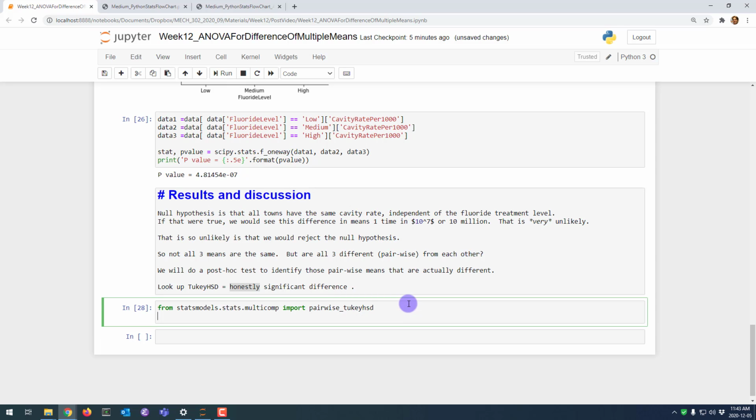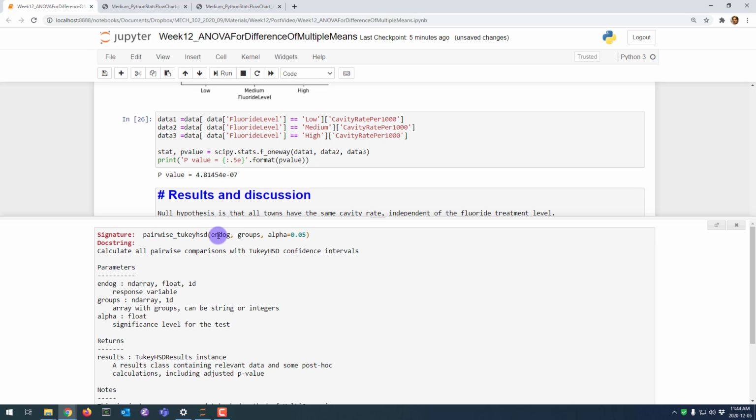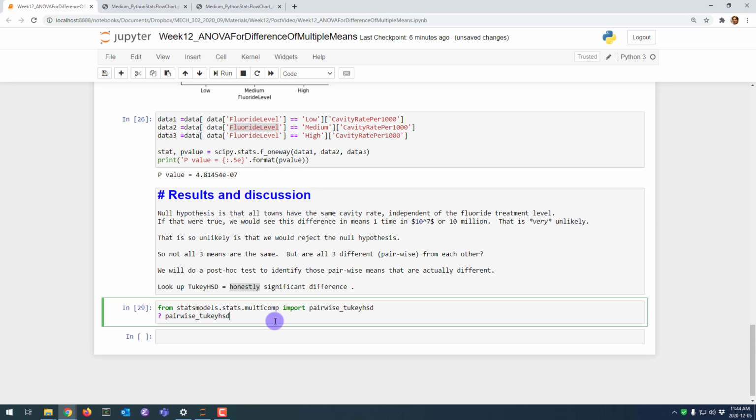And just so we can, again, see what's happening here, we're going to look up that pairwise Tukey HSD. It says: endog and groups. So calculate all pairwise comparisons for the Tukey HSD with confidence intervals. Lovely. The endog, I think, is meant to mean endogenous. I'm not quite sure why that was the phrase they picked, but anyway, the response variable. So that is our cavity rate per thousand. And the groups is an array with the group labels, can be strings or integers. That's our fluoride levels.